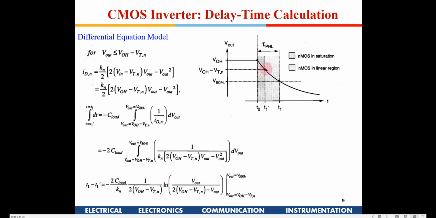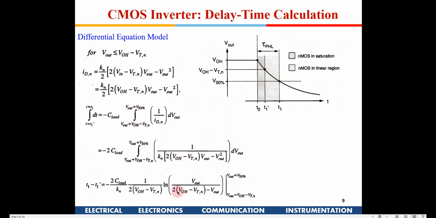And then from here to here again I use the linear region. I use this equation of linear region here, and I put this VTON to 50%. So we do this integration over this region, so you get the second time, and then you add both these times together, so you will get the total propagation delay. So we are just integrating these values.